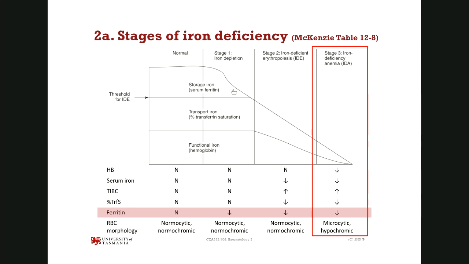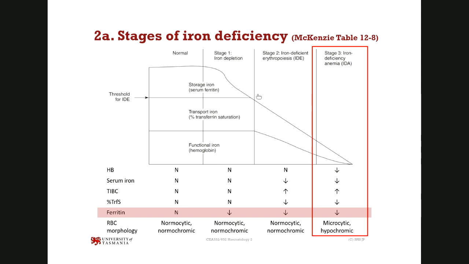As you can see here, our percent transferrin saturation is fine, although it's starting, as we know, serum iron and storage iron sort of mirror each other. And so as the storage iron reduces, the serum iron starts to reduce, although it really only does that at the very end of this iron depletion stage. Our functional iron, so our hemoglobin, is fine. We're not picking that up in our full blood count results at all.